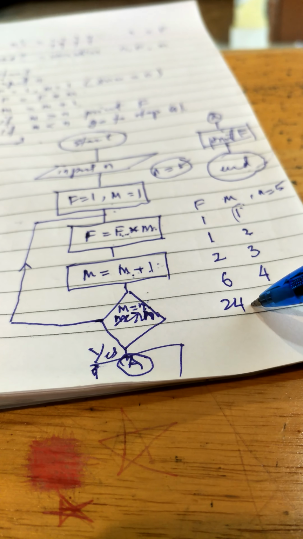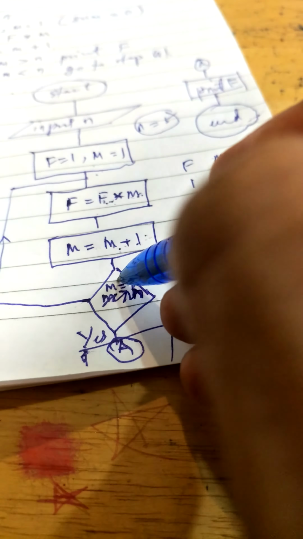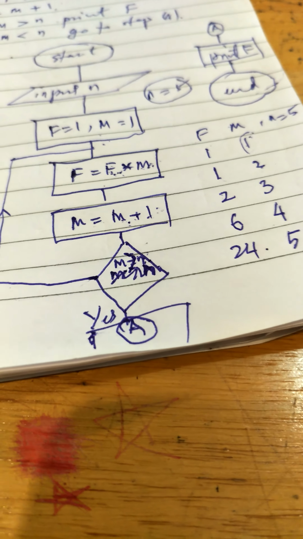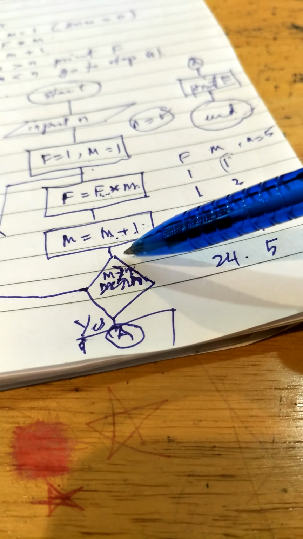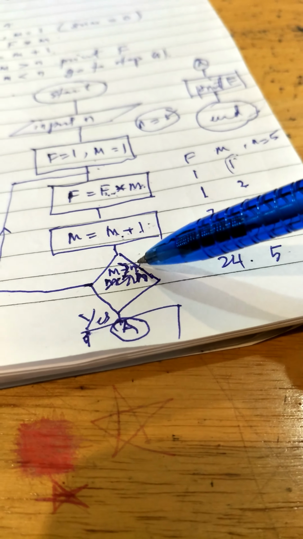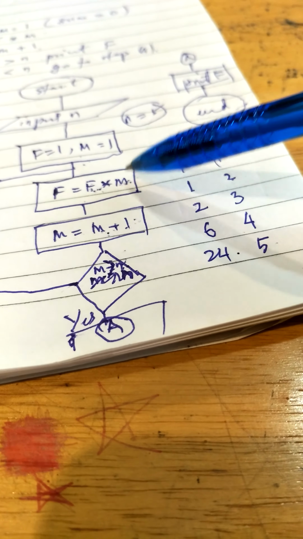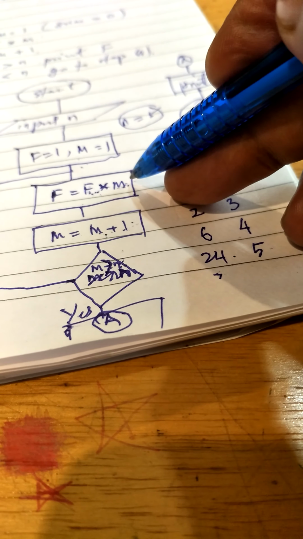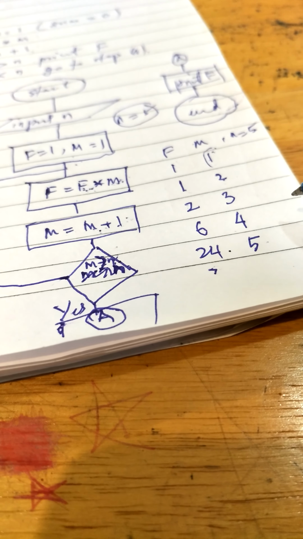Only 4 factorial. We need 5 factorial. So it should be greater than. Sorry about that. Greater than. Okay. So m greater than n. So 5 greater than 5? No, it's going up. Do the process. 24 times 5 is what? 120.